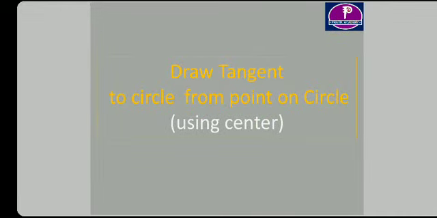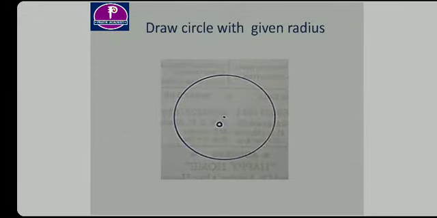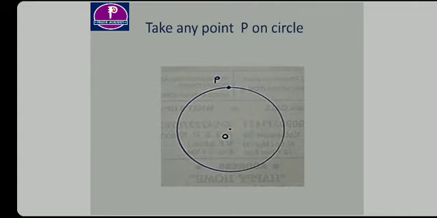And next we will see how to draw a tangent to a circle from a point on the circle. Here we use the method using the center. So the first step is to draw a circle with given radius. Next, take any point P on the circle, then draw a ray OP passing through points O and P.